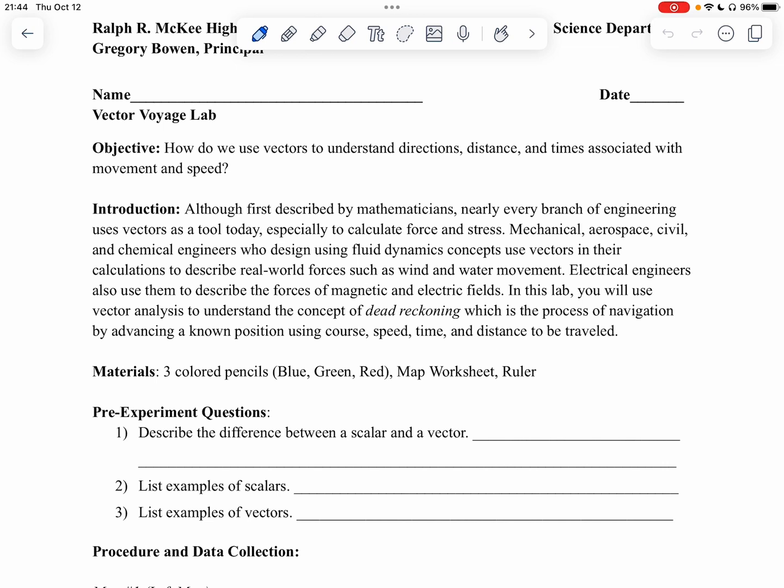In this lab, you will use vector analysis to understand the concepts of dead reckoning, which is the process of navigation by advancing a known position using course, speed, time, and distance to be traveled.